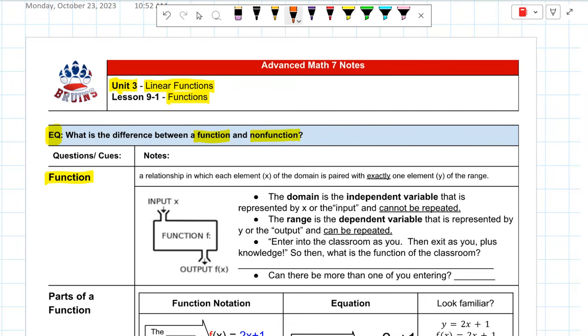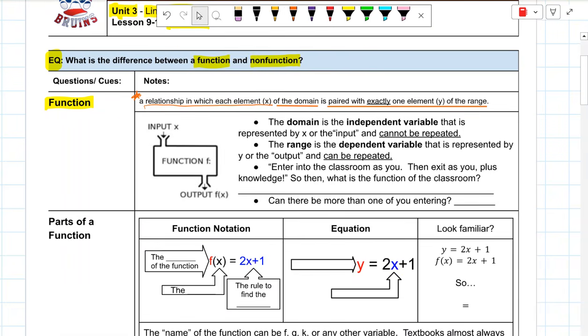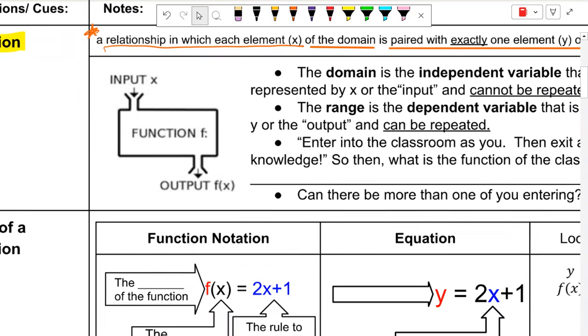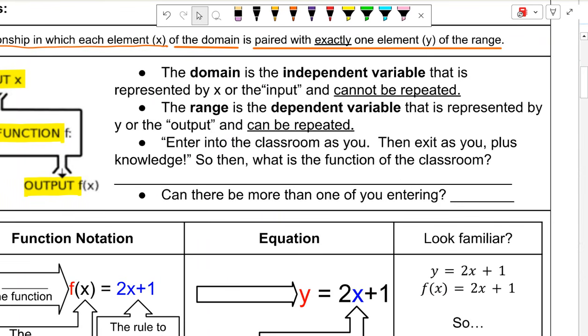A function is a relationship in which each element x of the domain is paired with exactly one element y of the range. All right, let's find out a little bit more. This picture right here has input, and inputs are known as x's, and when we put them into a function, out comes the output. So what is the function, you ask? Let's find out. But first, let's look at these bullet points.